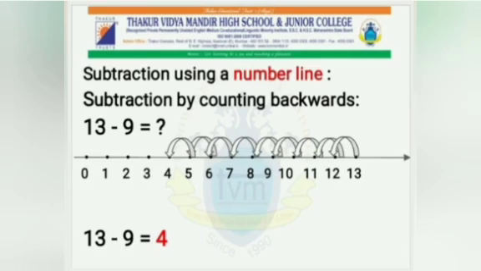Now subtraction by using a number line. So here we have two methods. First is subtraction by counting backwards. Sum is 13 minus 9. So the answer will be 4. Next is subtraction by counting forward. Sum is 13 minus 9. So the answer will be 4. Both answers will be the same, either backward or forward.